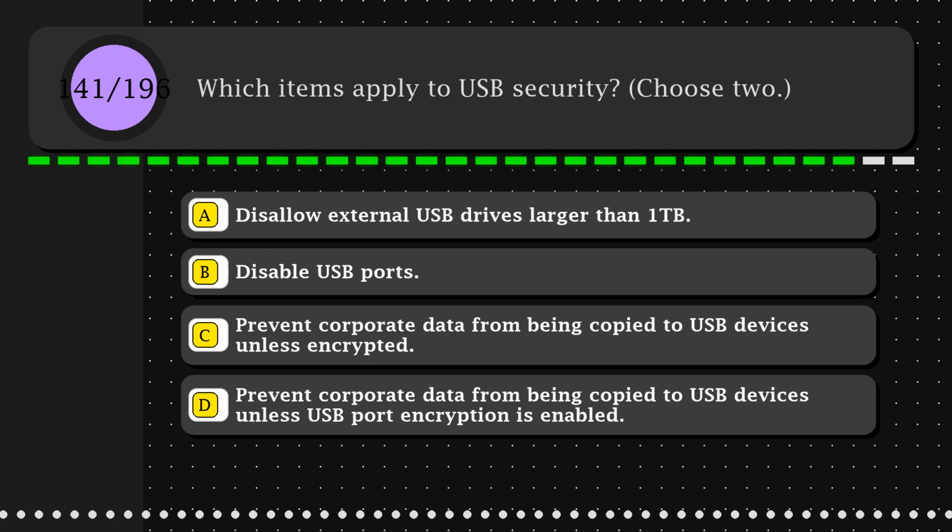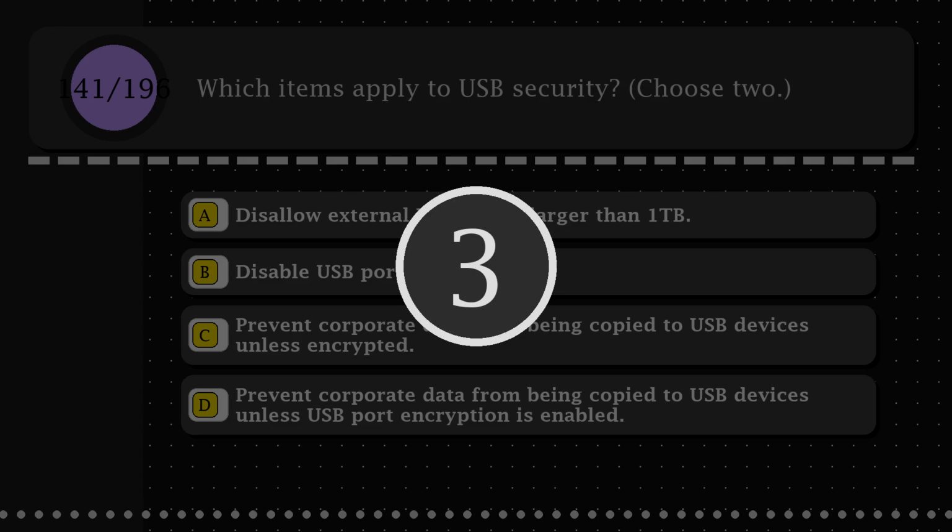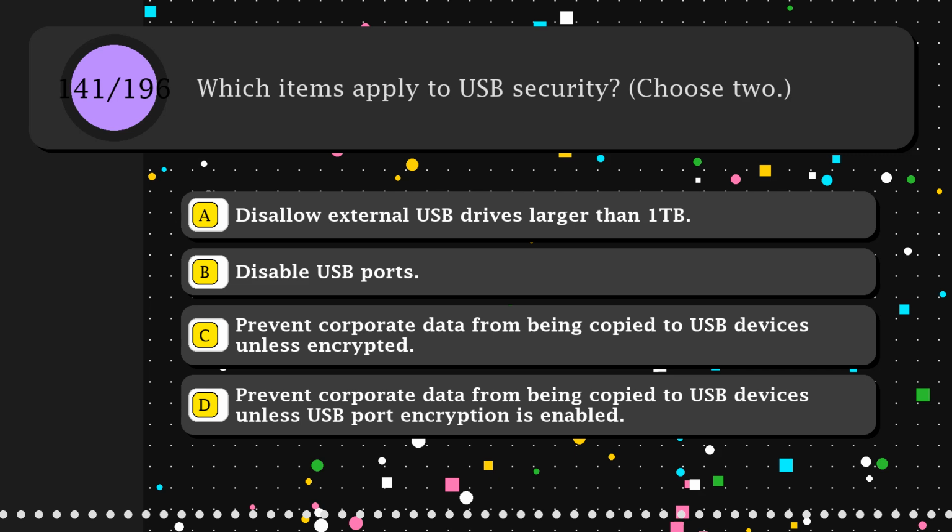Question 141. Which items apply to USB security? Choose 2. Option A, disallow external USB drives larger than 1 TB. Option B, disable USB ports. Option C, prevent corporate data from being copied to USB devices unless encrypted. Option D, prevent corporate data from being copied to USB devices unless USB port encryption is enabled. The correct answer is option B, C.